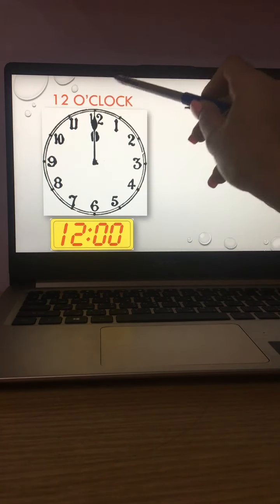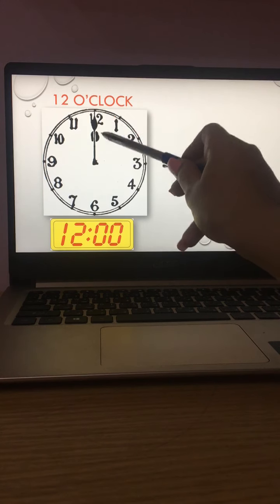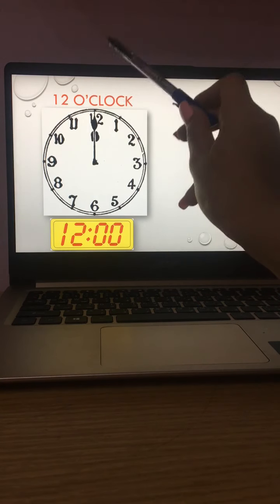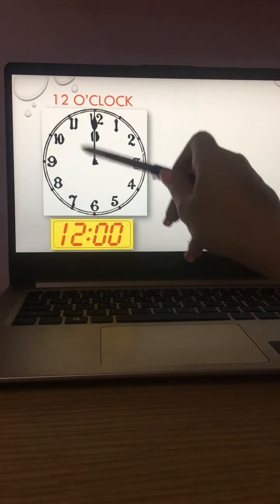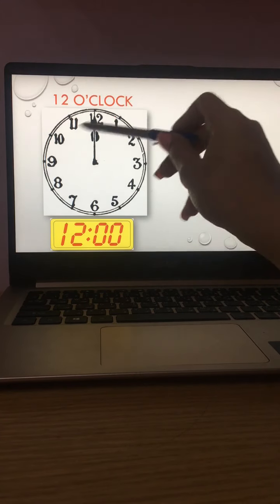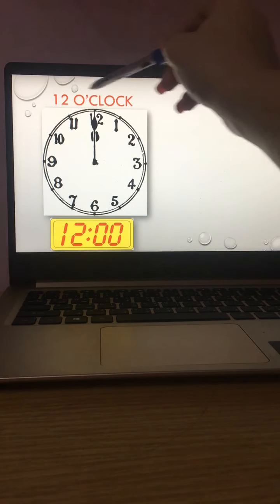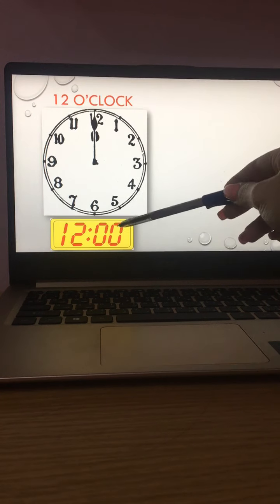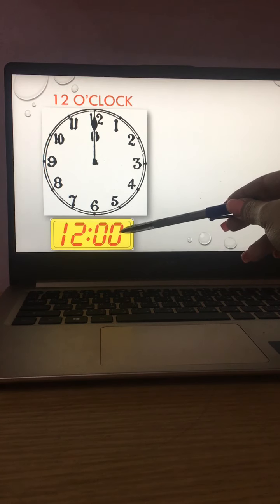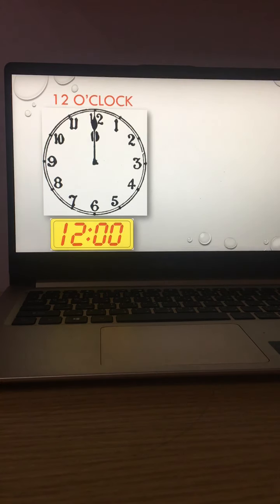We say o'clock when the minute hand points to 12. So it's exactly 12 o'clock. Okay, it's exactly 12. This is the analog clock. This is the time in words, and this is the digital clock, as we said in the previous session. Okay, so this is the first and the easiest example.